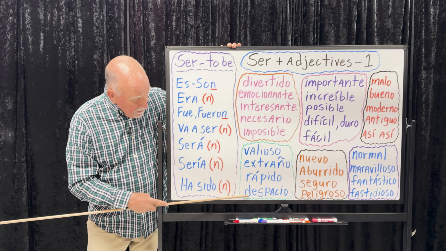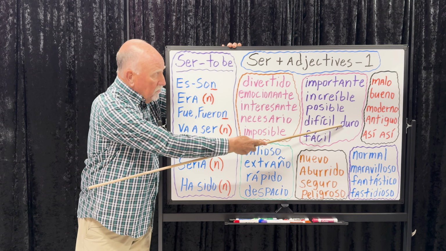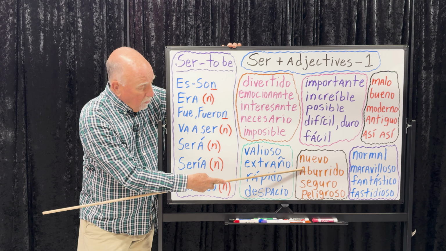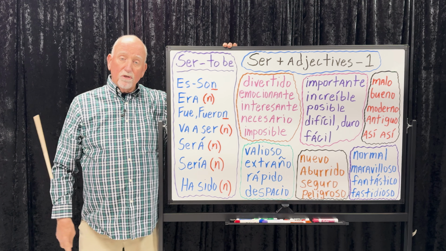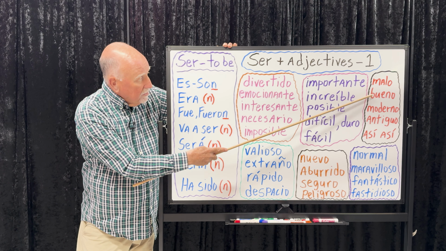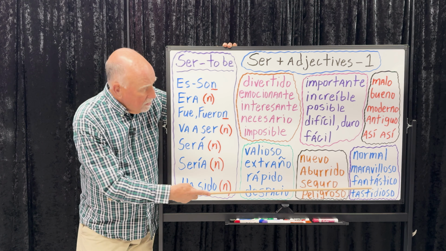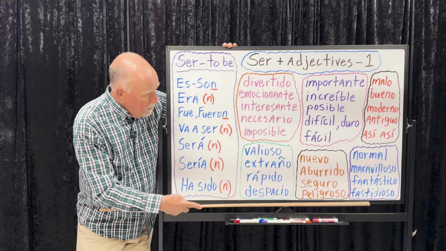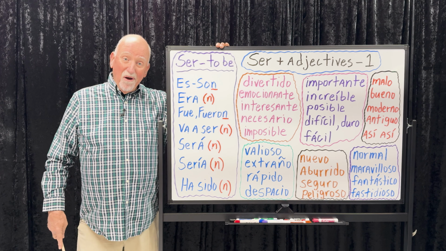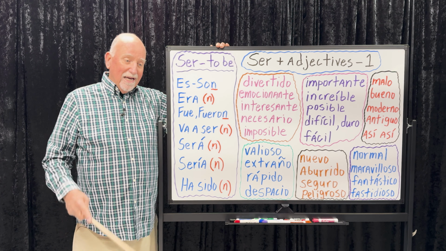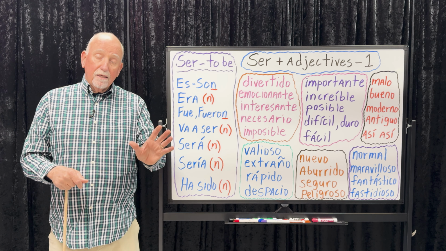Rápido, fast. Despacio, slow. Important, incredible, possible, hard or difficult, both of them. Easy, new, boring, aburrido. Seguro, safe. Peligroso, dangerous. Malo, bad. Bueno, good. Moderno, modern, antiguo, ancient, así, así, so-so, normal, maravilloso, marvelous, wonderful, fantástico, fantastic, fastidioso, annoying. Ese muchacho, ay, Dios mío, es fastidioso. Traveling is incredible. El viajar es increíble.